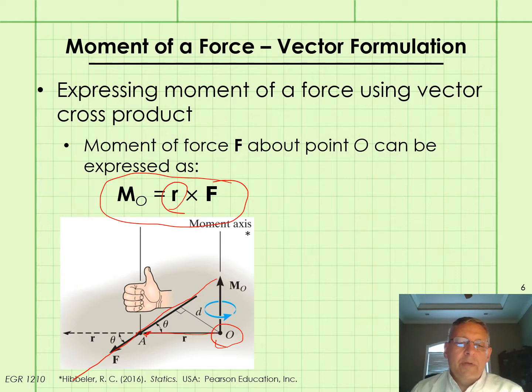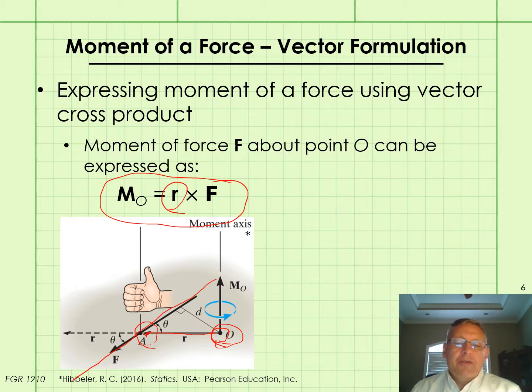Normally, you're going to pick the position vector that you can easily write in Cartesian form. In other words, if this were a problem, we probably know the coordinates of the point A and the point O, making it easy to write the Cartesian form of the position vector from O to A.